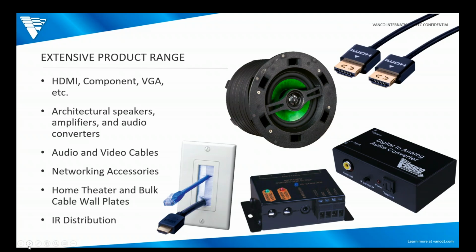We have all sorts of audio and video cables, networking accessories, all sorts of home theater and bulk cable, wall plates. You'll see on the left-hand side that brushed wall plate. We've got all sorts of wall plates, different colors, brush, nose, reversible nose, patented hinge plate. Again, if you need wall plates, we've got them. Last but not least, we also have IR distribution products like that One Zone 6 source kit right in the middle. We also have some wireless IR kits. They say IR is going away, but we haven't seen it.